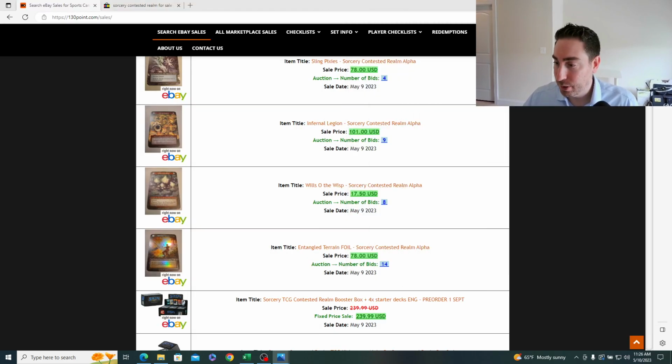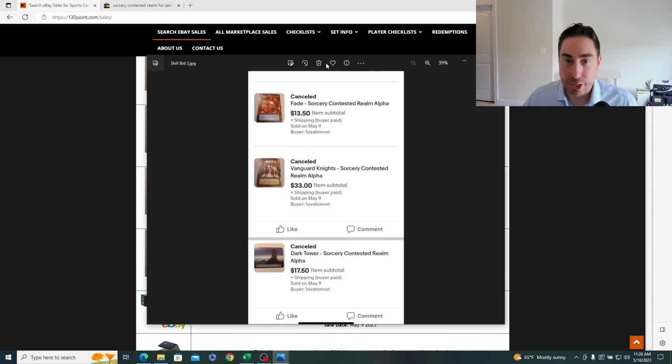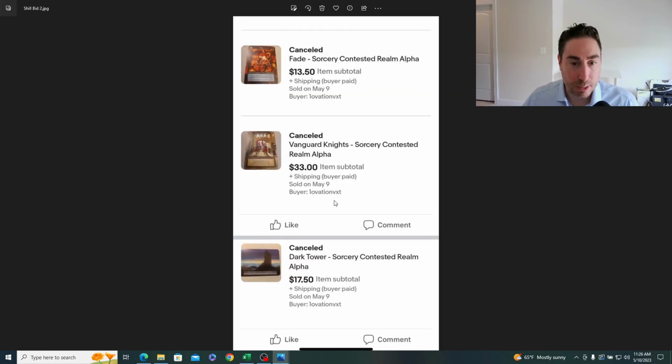And I have another snip where you could see that a little better. You could see it was the same buyer. We'll get into that in a moment. Same seller. That's Alan's account on eBay, apparently. And canceled: the Fade card, the Vanguard Knights, and the Dark Tower. So naturally, you would suspect shill bidding.